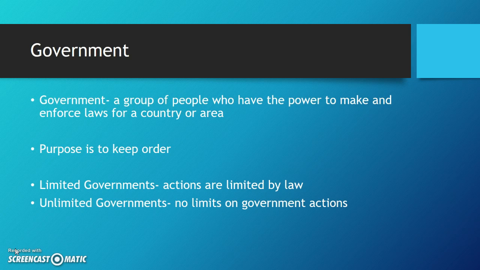So the first core concept we want to talk about is government. And government is a group of people who have the power to make and enforce laws for a country or area. And the purpose of a government is to keep order in that country or area. And there are 2 ways that governments can work. They can be limited governments, which are where their actions are limited by the laws, a lot like ours, or unlimited governments, which there are no limits on government actions. And we're going to talk a little bit more about that in a second.